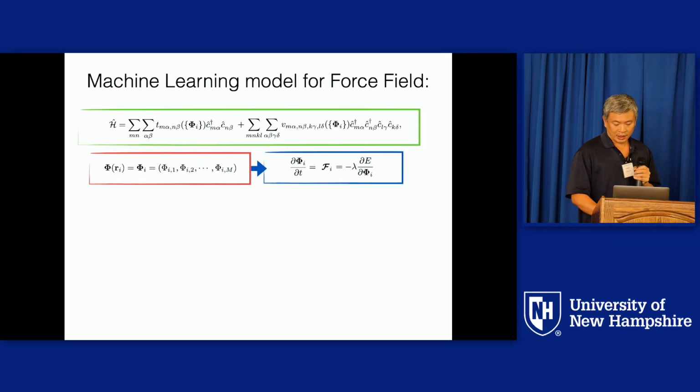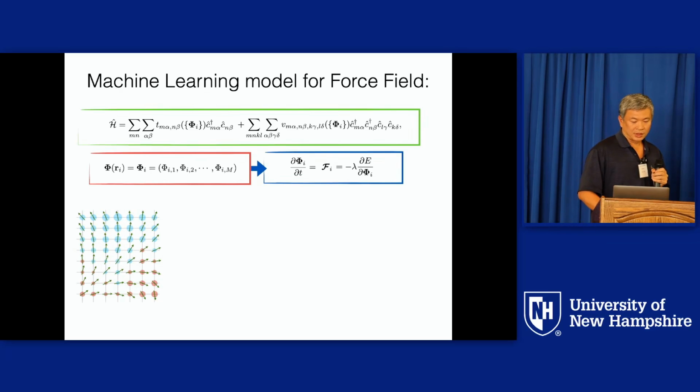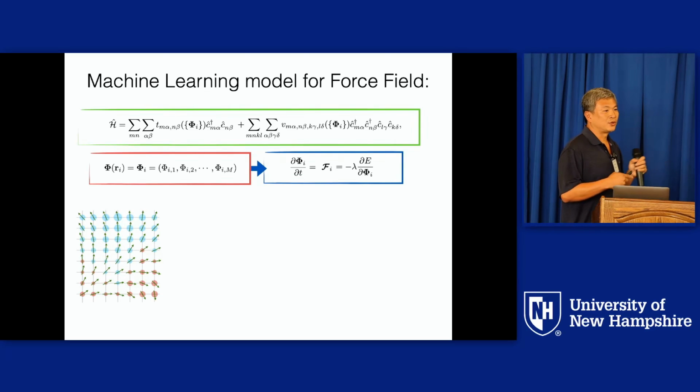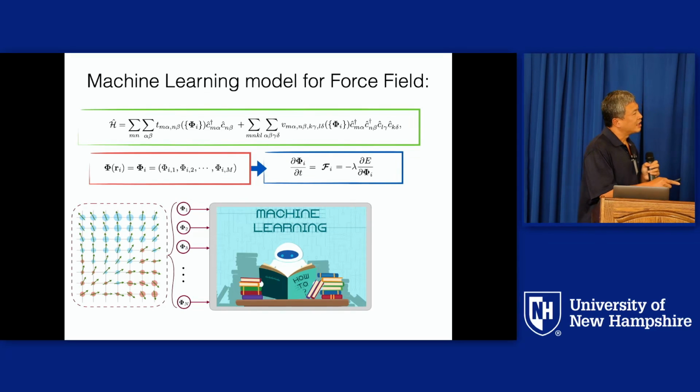Right. So a naive approach to a machine learning force field model is you take the configuration. Here the circles and arrows are a representation of this classical field. And then you flatten them into an array, phi 1, phi 2, to phi n.